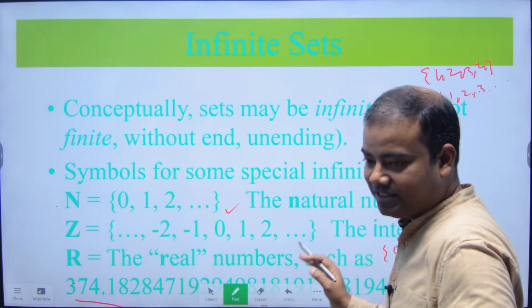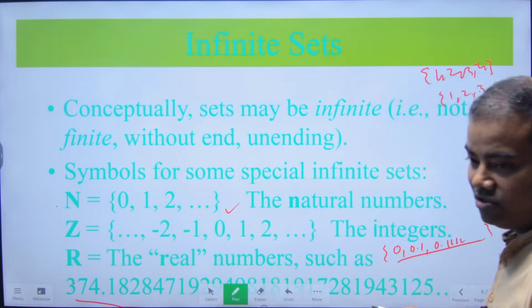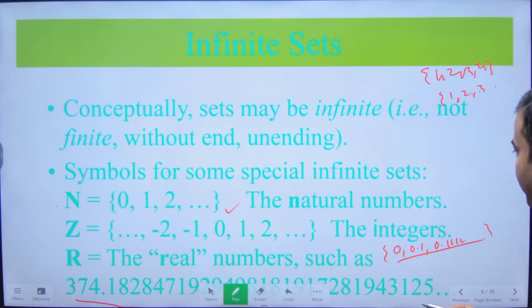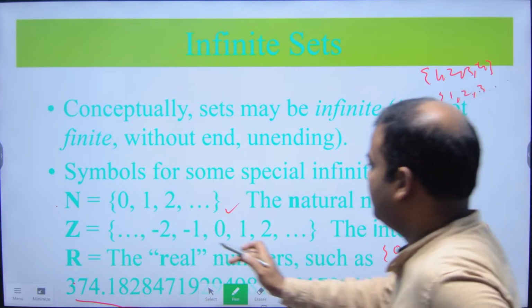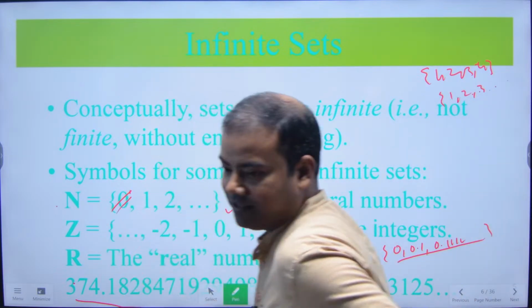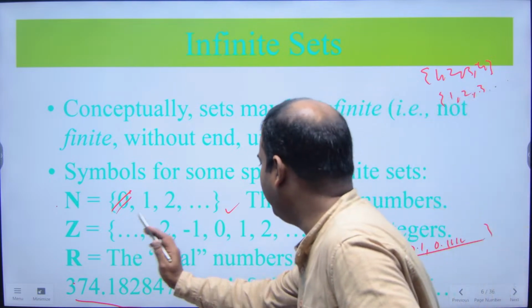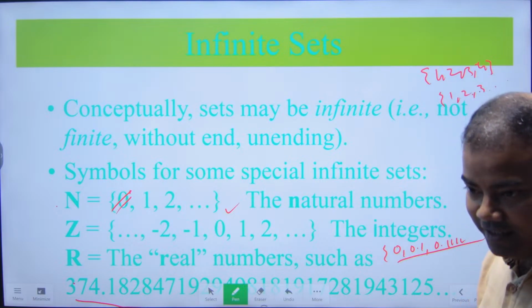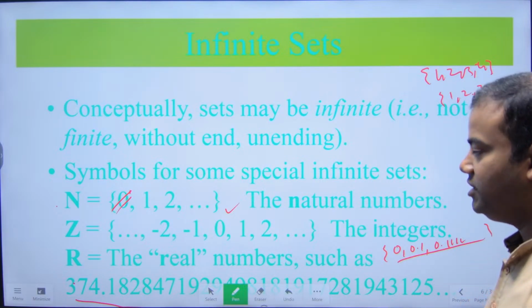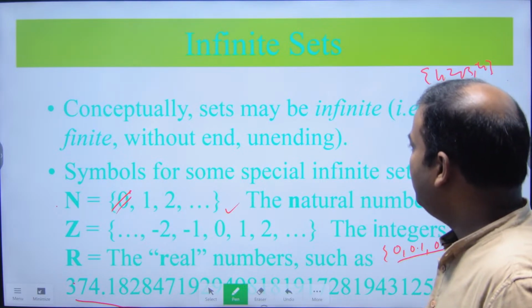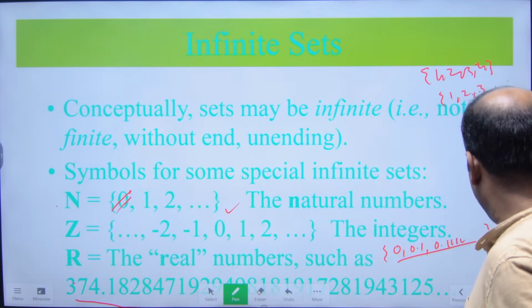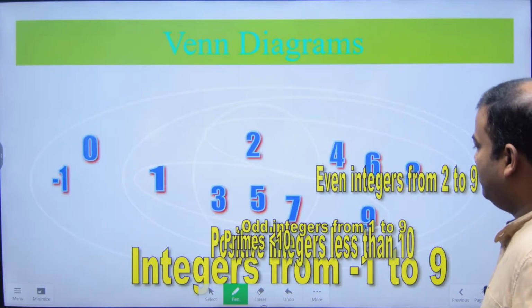Natural numbers. What are natural numbers? Starting from 1. Yes, correct. And what is a whole number? Starting from 0. And Z means integers, maybe positive or negative integers. Okay, now let us see sets.